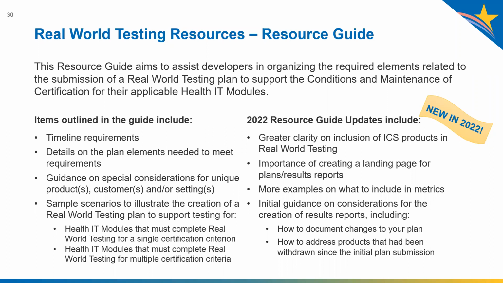And so in 2022, we added greater clarity on the inclusion of inherited certified status products in real world testing. We spoke to creating a landing page for plans and results reports. We gave more examples on what to include in metrics, and we also provided guidance on results reporting for what you do if you have changes that cause you to deviate from your plan that you're reporting on, and then how to address products that have been withdrawn.